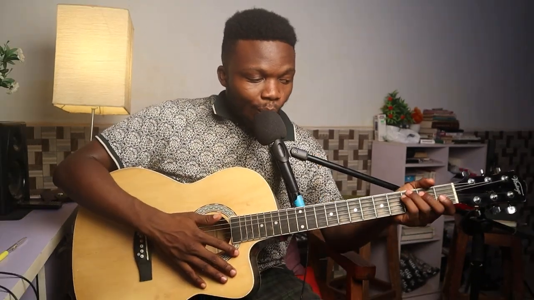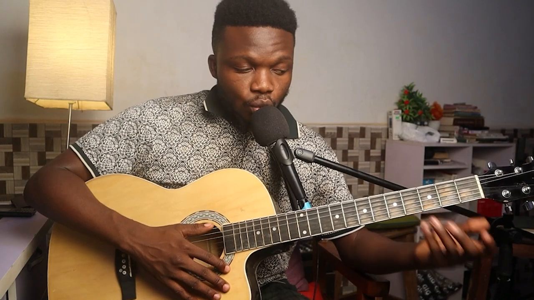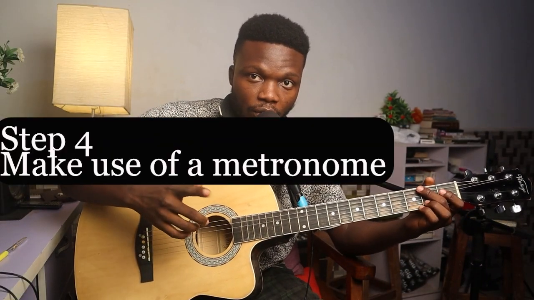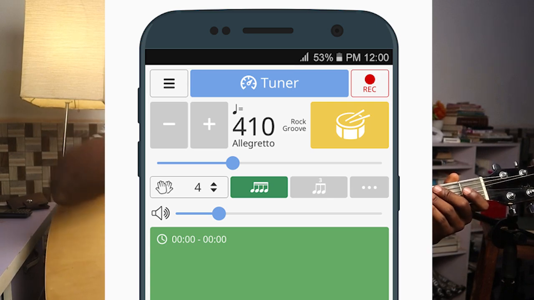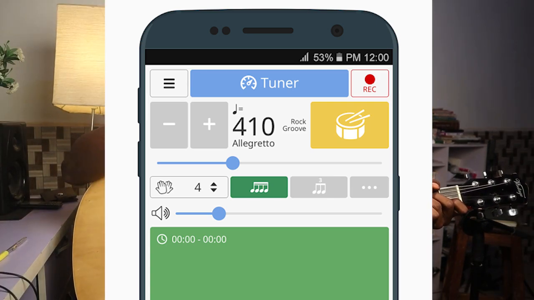All right, so the next thing, which is the fourth and the last thing I would like to tell you to help you improve in knowing how to switch from one pattern or one chord to another, is to make use of your metronome. Now, what is a metronome? A metronome is a device that gives you timing so that you won't just be playing without timing. So all you have to do is look for a metronome.